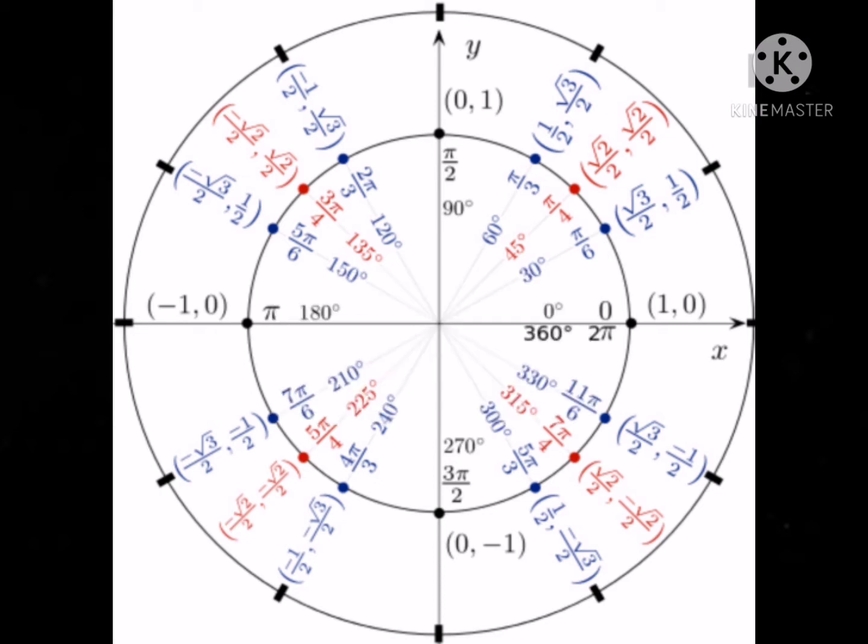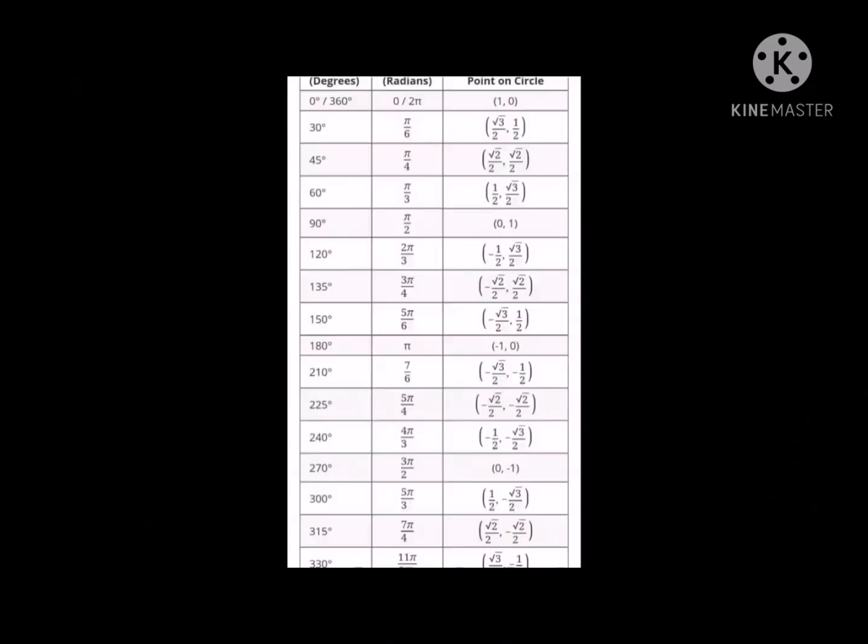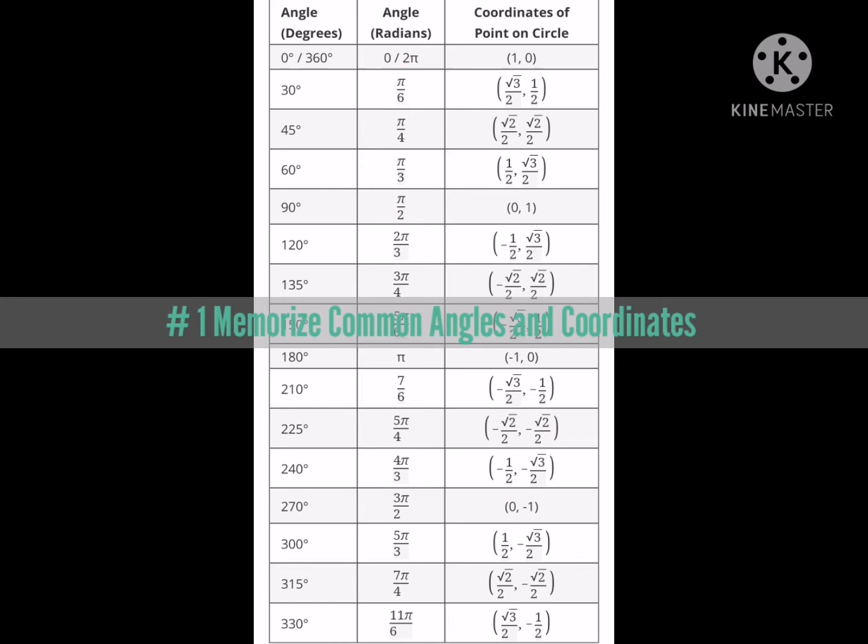All of this is pretty easy if you have the unit circle chart above to use as a reference. But most of the time, if not at all, this won't be the case, and you'll be expected to answer these types of math questions using your brain only. How to remember the unit circle. Number 1. Memorize common angles and coordinates.